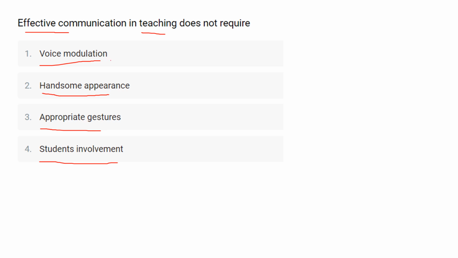So voice modulation is a part of effective communication, then appropriate gesture is a part of effective communication, and student involvement, of course it is required, because whenever we are trying to communicate with the students, yes, there should be involvement of the students. Only from that can we understand how much the student is understanding. Okay, so it is required. But is handsome appearance or a handsome personality required for effective communication? No, right? That means the correct answer for this question will be option number 2, that is handsome appearance.